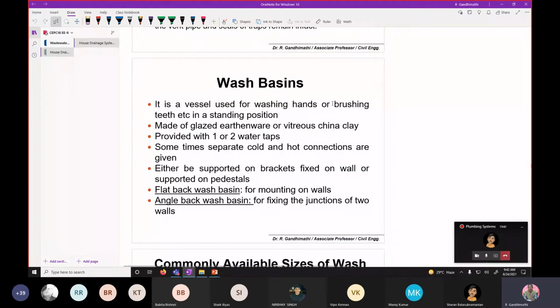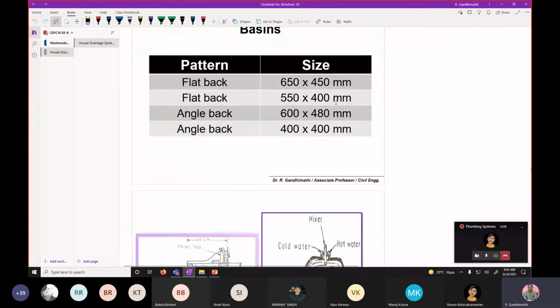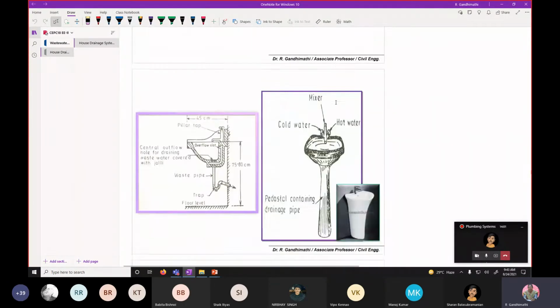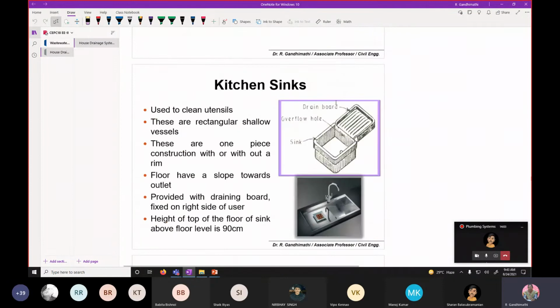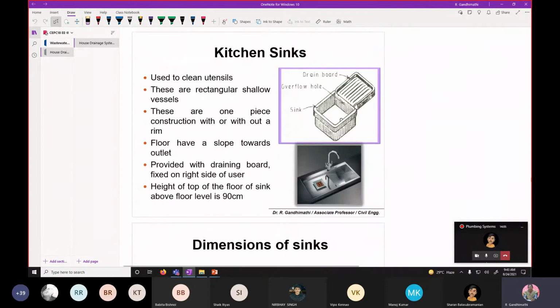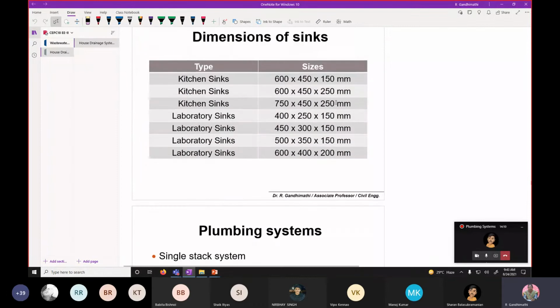Then wash basins. You just read the material on the different types of wash basins. Flat back wash basins, you just monitor what type of wash basins are available in your house, and then angle back wash basins, and these are the different sizes of the wash basins. Then bathtub, and then kitchen sink, different types of kitchen sinks. Then the provision sizes, these are the normal sizes.